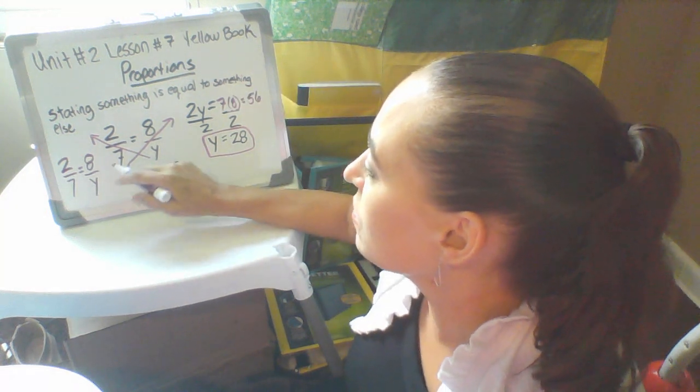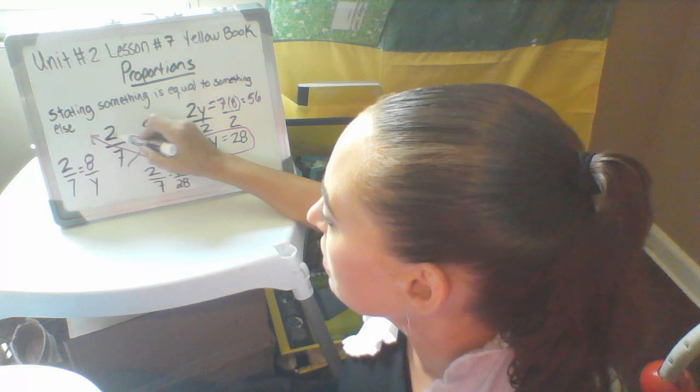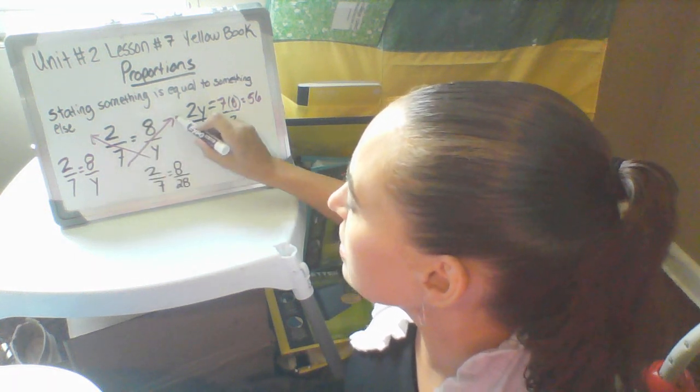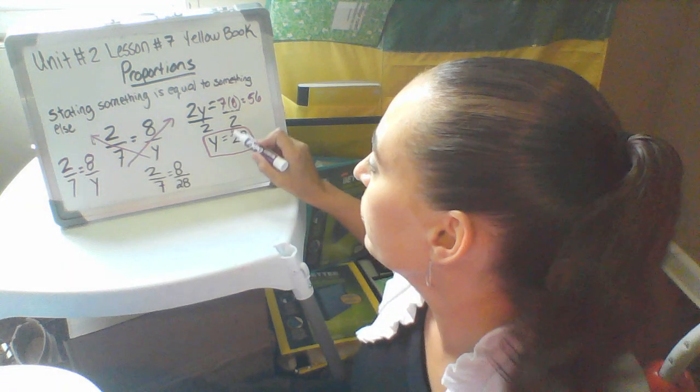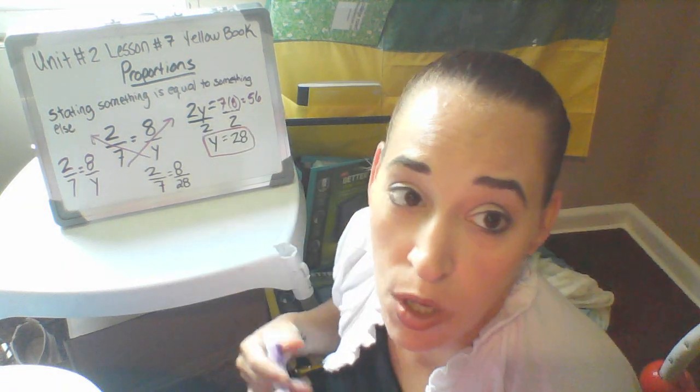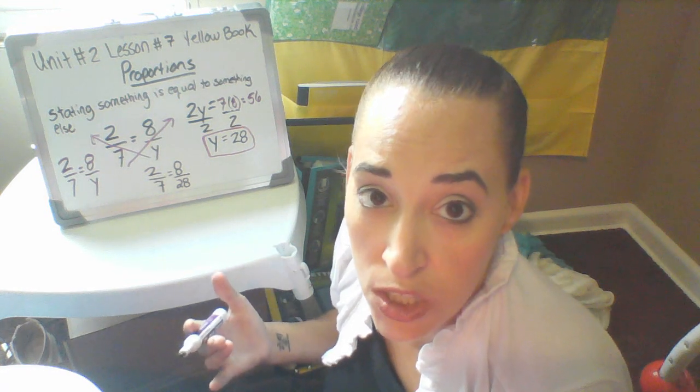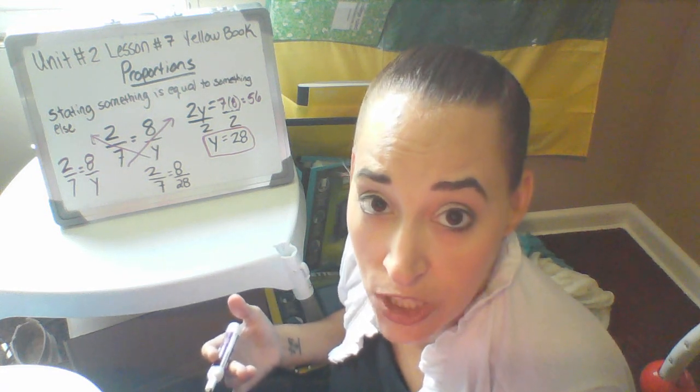Okay, so it's letting you know on one side of the equal sign, as you can see, I drew it to this side, so that's where the arrow is. On this side of the equal sign is 2 times y, and on this side of the equal sign is 7 times 8. Okay, so then we go back to what we just learned, our one-step equations.